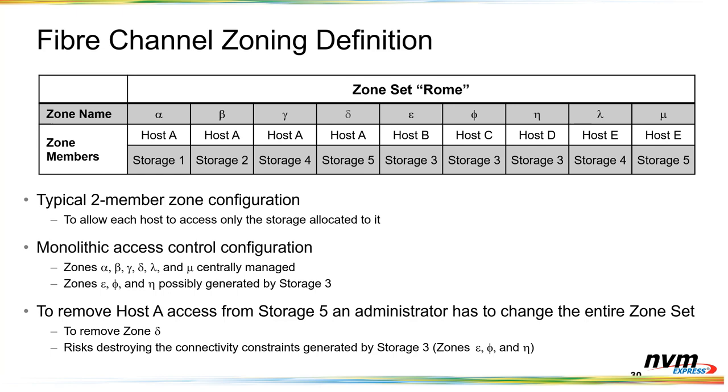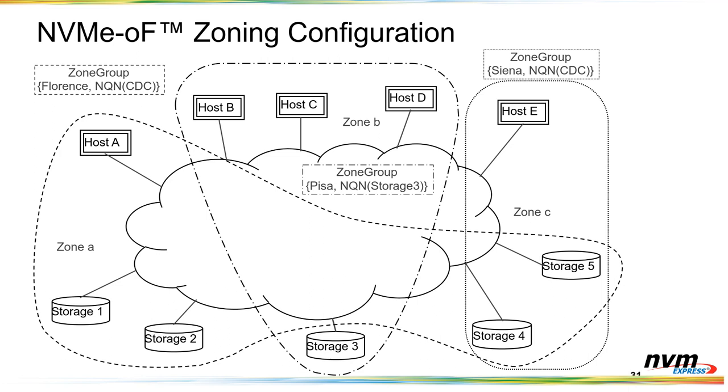How would I express the same connectivity constraint in NVMe-oF fabric zone? I can divide my zone set now into three independent zone groups that are independently enforceable. I could have a zone group Florence, which is centrally managed on the CDC. Over there, I define a zone, zone A, and in zone A, I have host A, storage 1, 2, 4, and 5. I can define a zone group Pisa with NQN and storage 3. This is coming from storage 3 as a subsystem-driven zoning zone group.